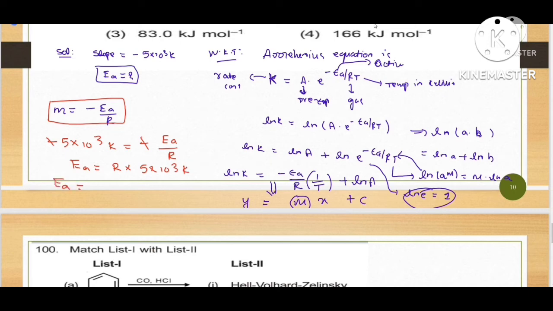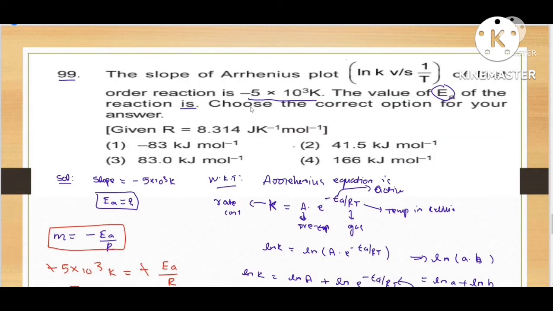Now you can substitute the gas constant value, that is 8.314 joule Kelvin inverse mole inverse into 5 into 10 cube Kelvin. Cancel K inverse and K, and you will get activation energy is equal to 41.57 into 10 cube joule mole inverse. Then it is rewritten as activation energy is equal to 41.57 kilojoule mole inverse, as 10 cube becomes kilo. So option B is our correct answer, 41.5 kilojoule mole inverse.